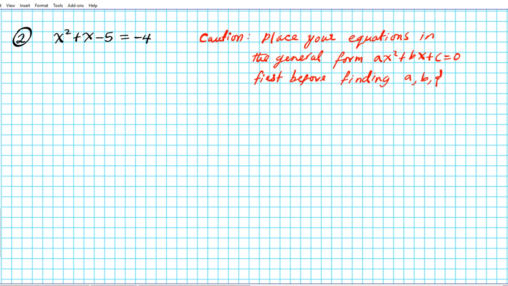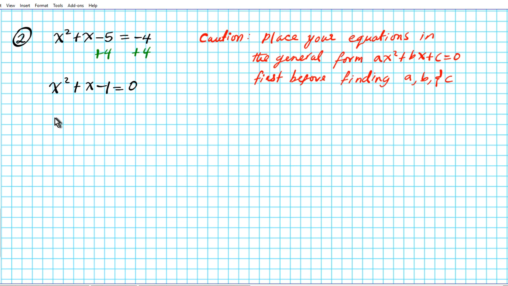Okay, so please keep that in mind. That's extremely important. You need to make sure that your quadratic equation is in the right form first before you find a, b, and c. So to accomplish the desired form, we need to have this equation equal to 0. So we need to add 4 to both sides. And that will give us the desired form, x squared plus x minus 1 equals 0.